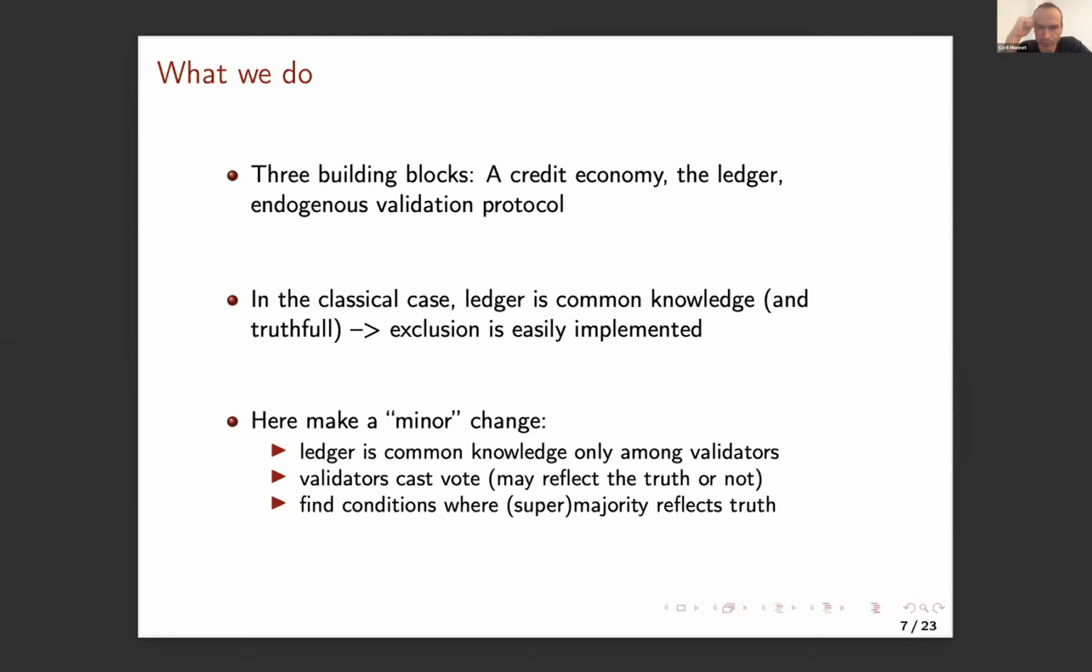Once you have the ledger, you could assume, like Narayana does, that the ledger always records perfectly what happened. But here we're going to actually endogenize the validation protocol. So, in Narayana's case, the ledger is common knowledge. Everybody can read the ledger, everybody knows the past transactions, the history of trades. And so you can easily implement trade or credit through exclusion, okay? Now here we're going to make a minor change, which is that the ledger is not going to be common knowledge for all people in the economy, but only among validators.